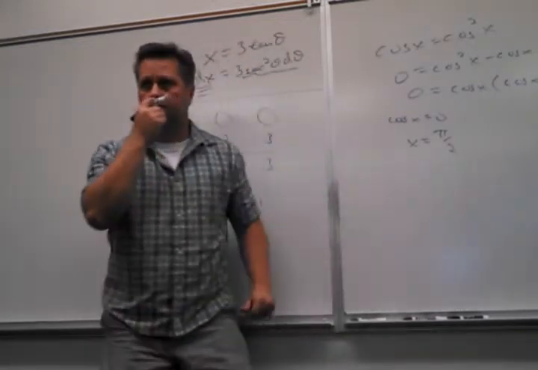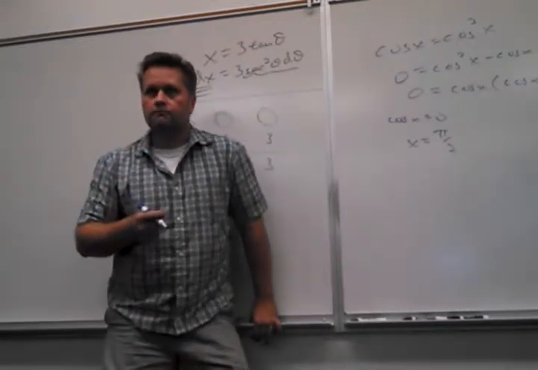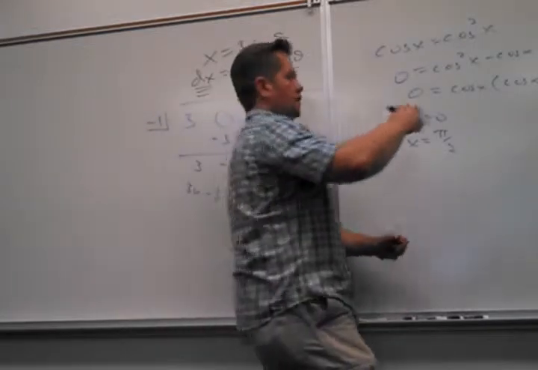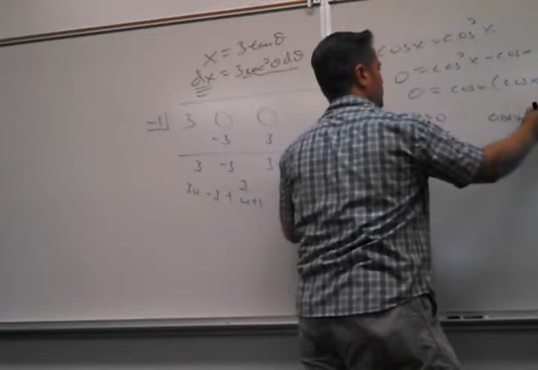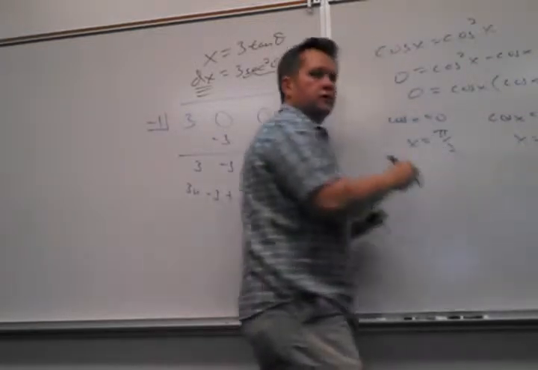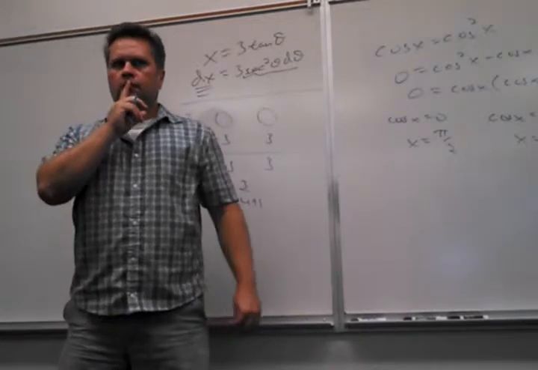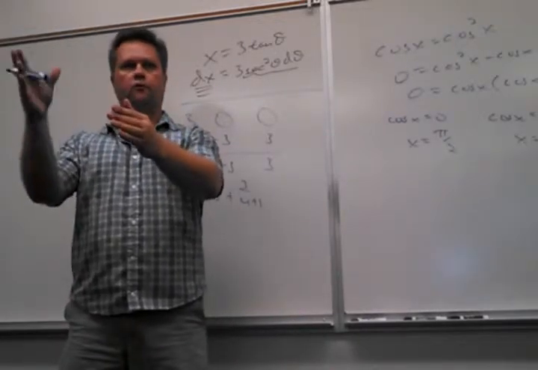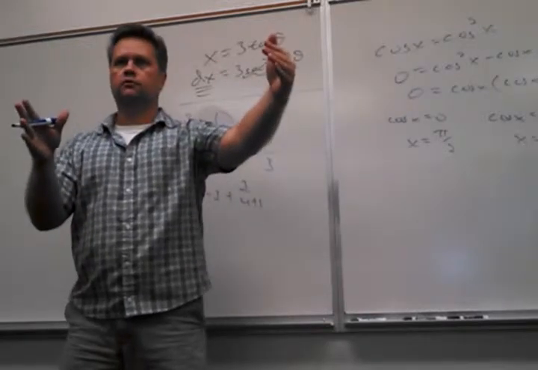How are we doing so far? Is this familiar? This should be pre-calculus kind of stuff. And then, of course, or cosine x equals 1. So x would be, now you come in with 0. Good. Cool, so now I know my limits. I want to integrate from 0 to pi over 2.